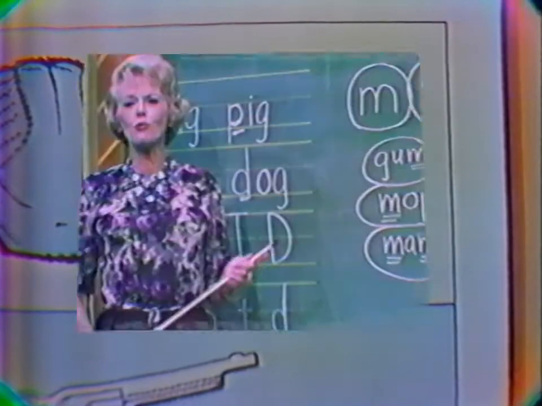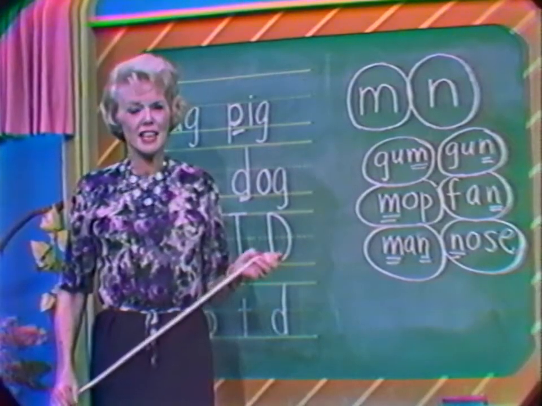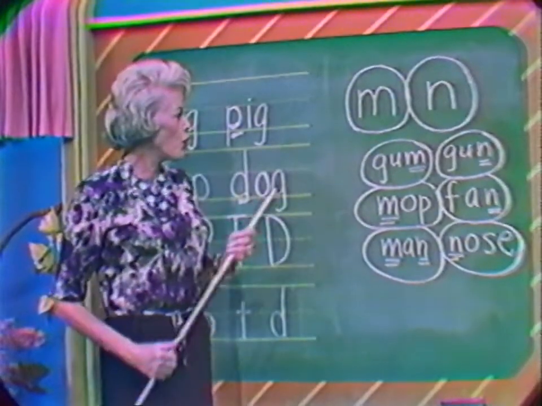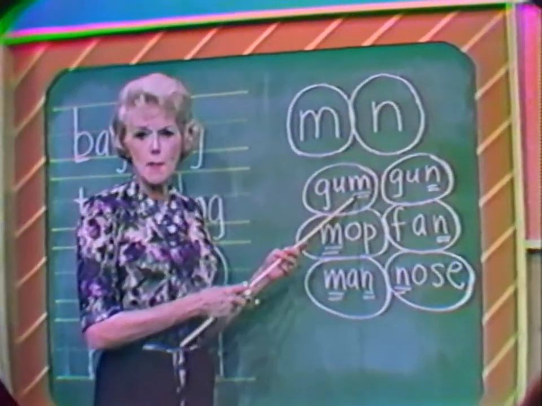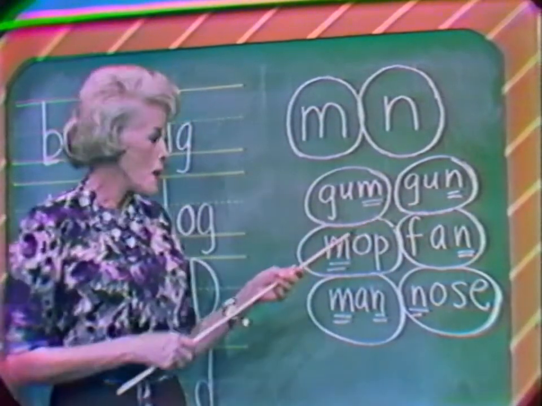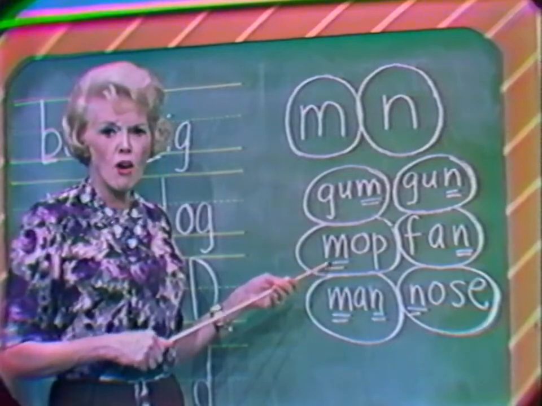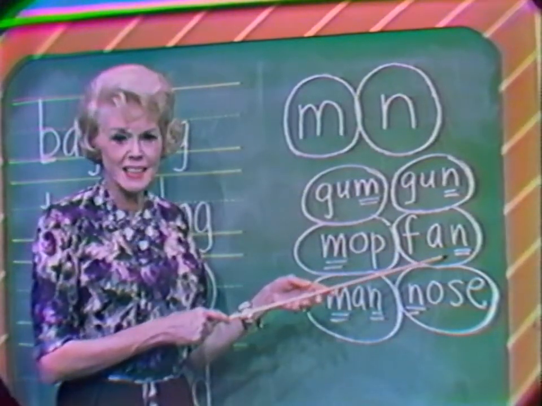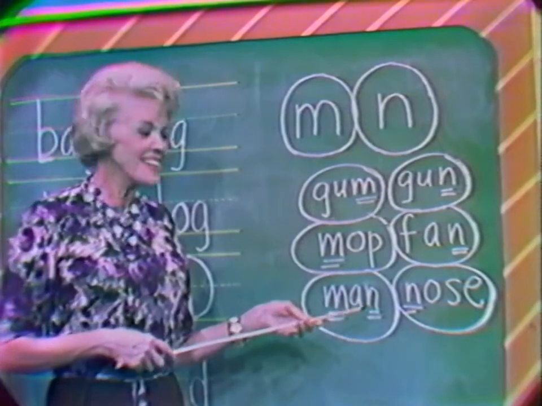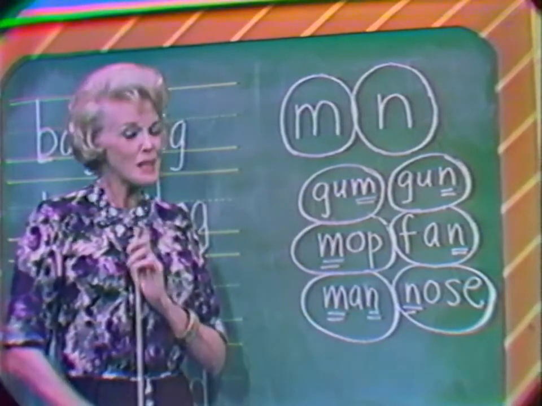Now find all the words you can with an M and an N in them and write the letter and say it each time you find the word. Words like gum, or gun, or mop, or fan, or man, with M and N. All right, see you tomorrow.